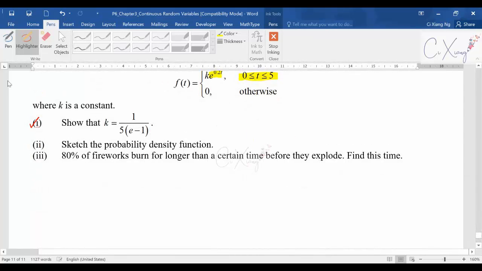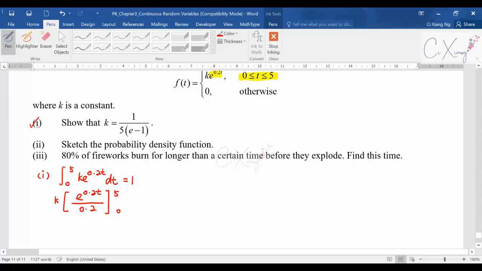Okay, so I'm going to start now. To show that k is equal to this value, generally I need to integrate from 0 until 5 my basic function here, and I will let it equal 1. k is a constant, so I just copy it. Okay, so we want to integrate e power 0.2t. The method is something like this. When you have e power anything with x or with t, you just copy back the original thing, divided by the differentiation of the power. Differentiate the power, you get 0.2, so you divide by 0.2.